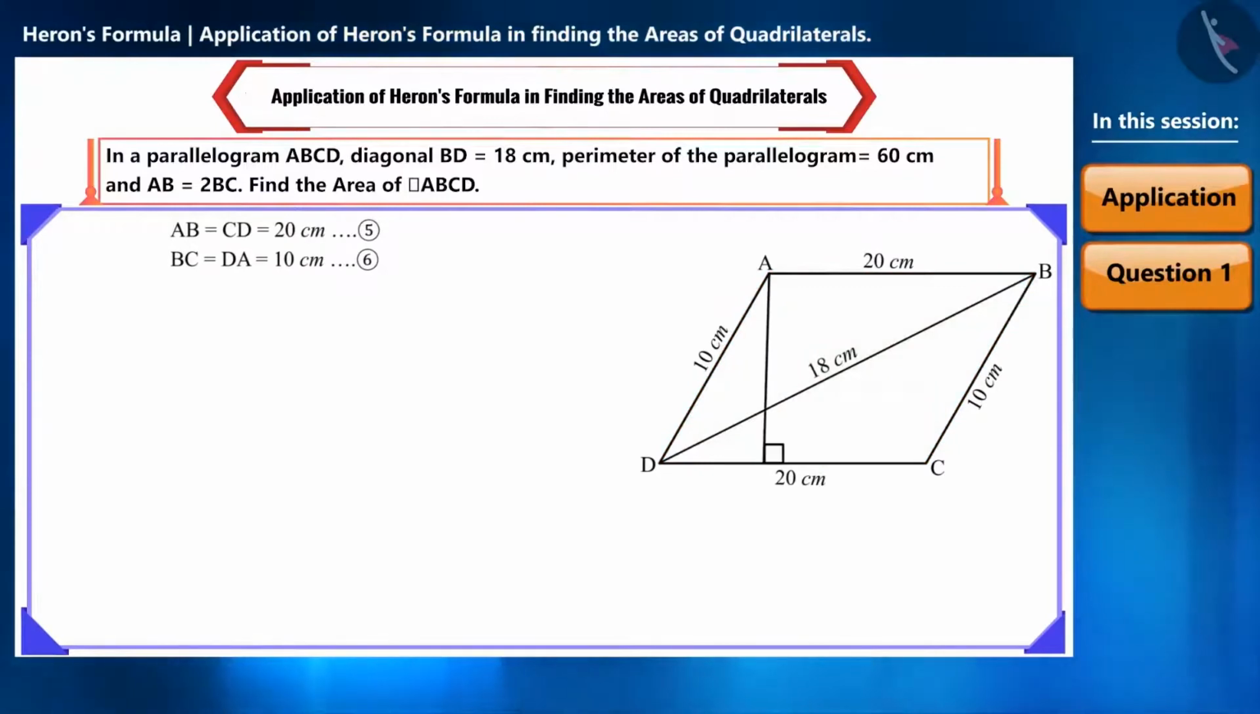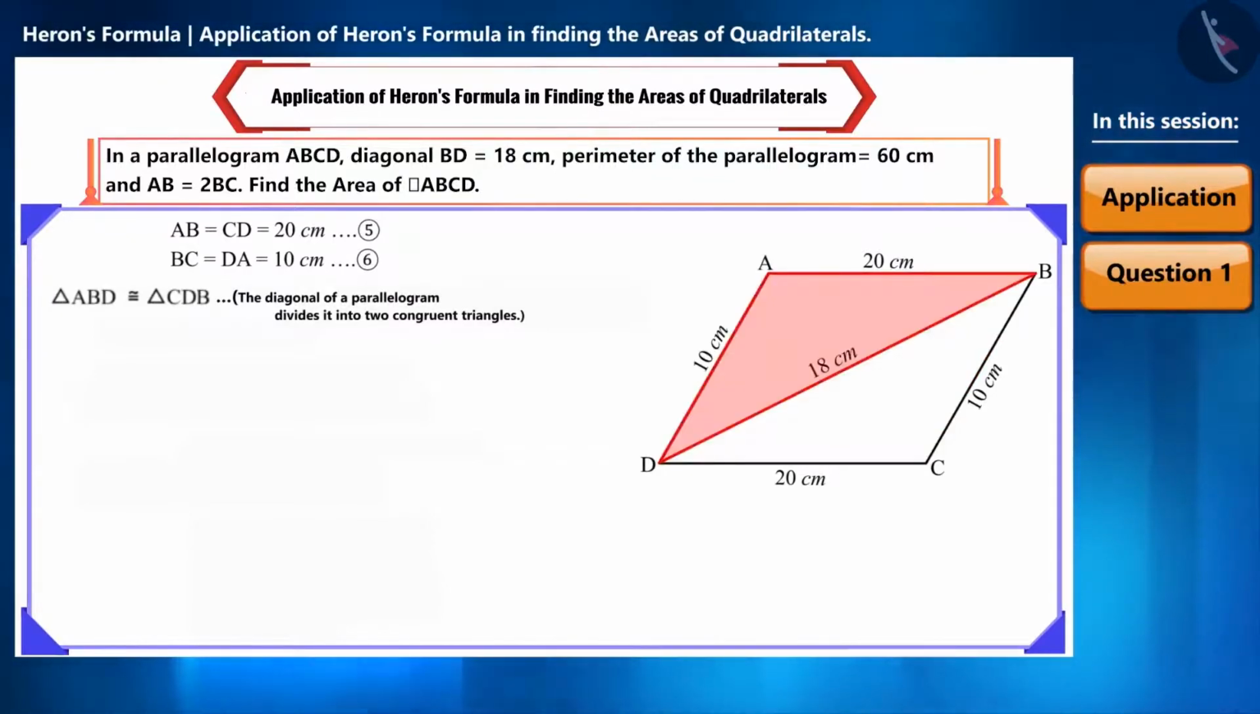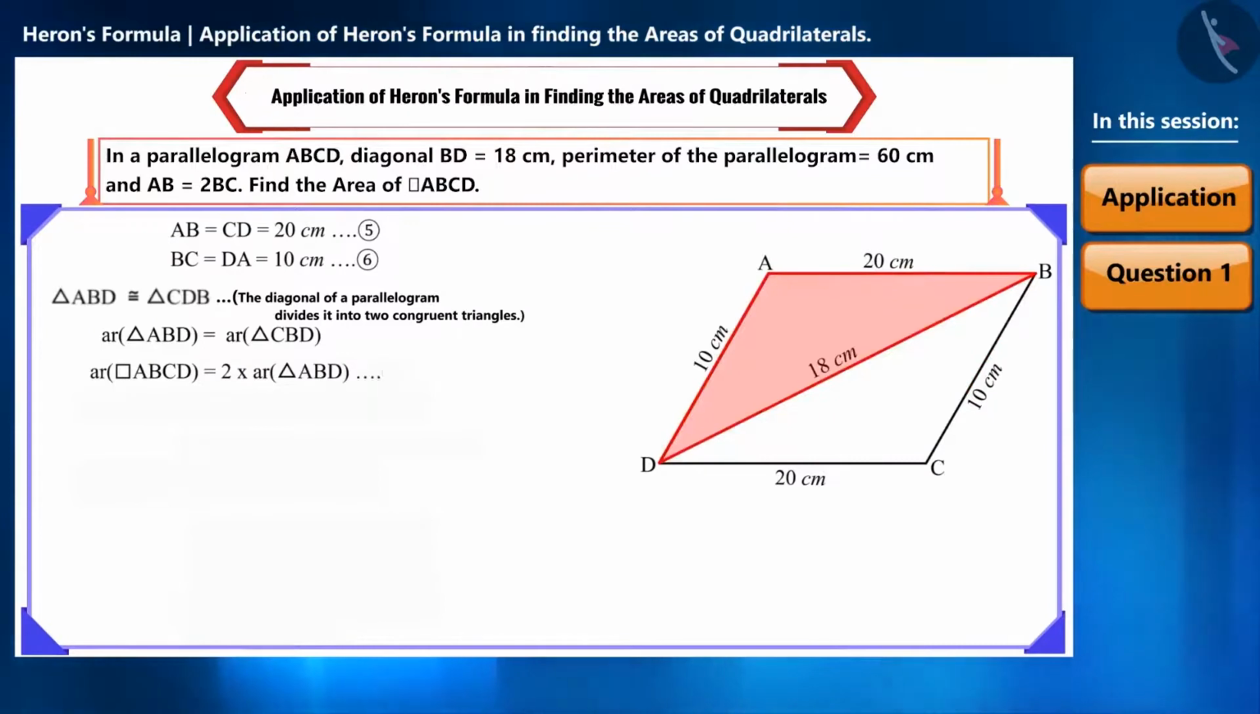Since we are not given any information about its height, we cannot use the formula base multiplied by height. But we know that the diagonal of a parallelogram divides it into 2 congruent triangles. This means their areas will be equal. If we get the area of any one of these triangles, then we can double it to find the area of the parallelogram. So let's find the area of triangle ABD using Heron's formula.